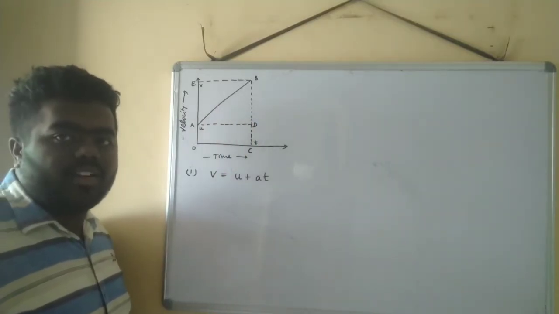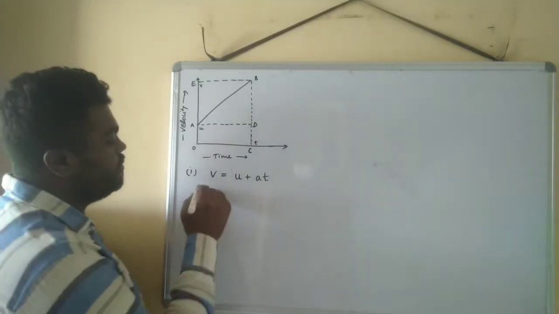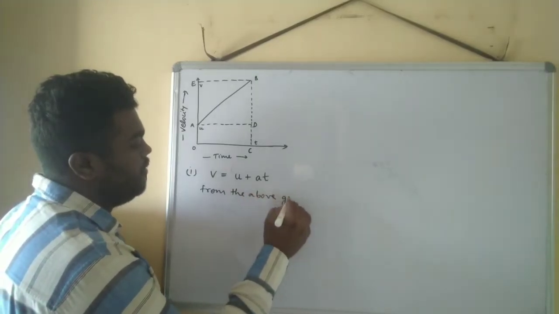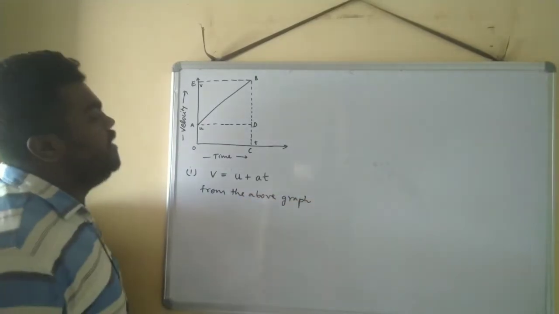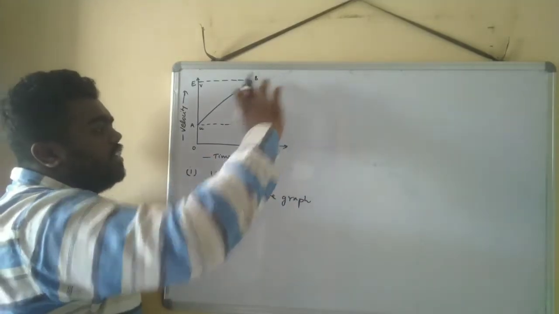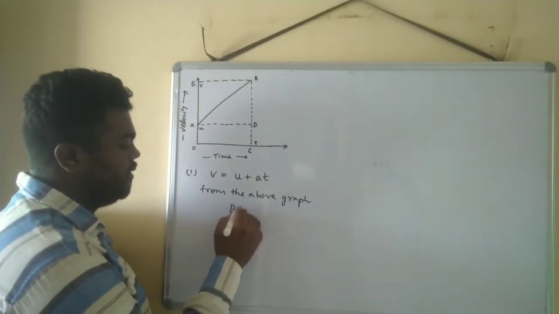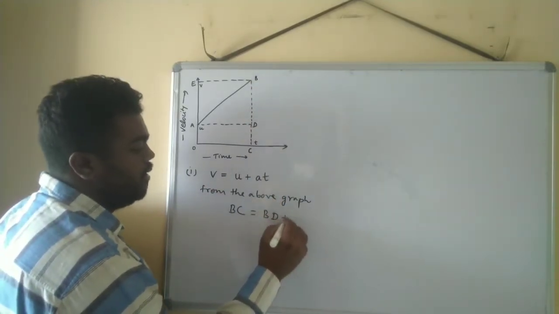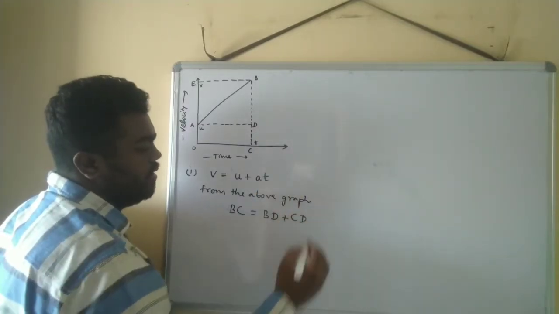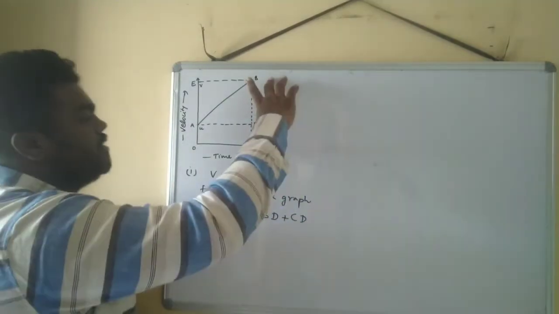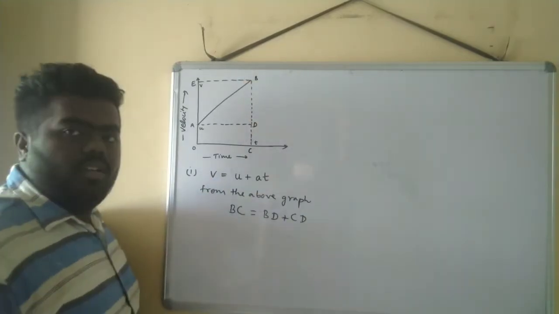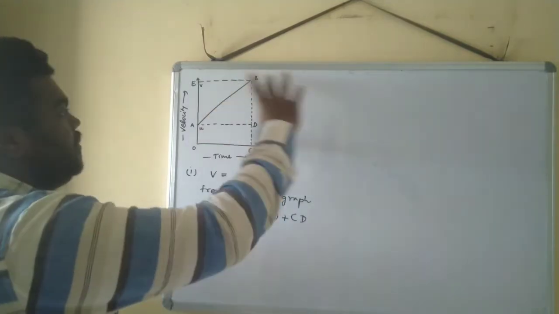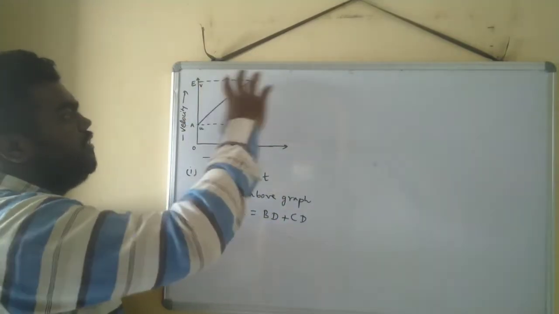Fine. So we are starting the derivation first. From the above graph, what we can see is that this total distance BC is made up of these two distances, BD plus CD. Is this correct? This total BC is equal to BD plus DC. Now we are putting the values. BC, that means this whole distance, is V.